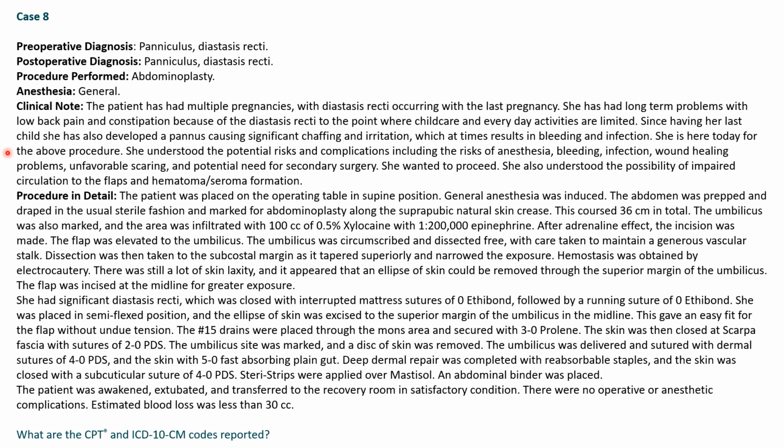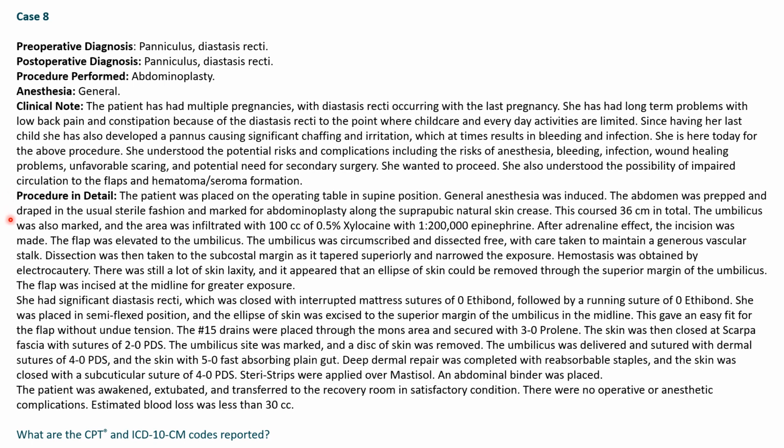She understood the potential risks and complications, including the risks of anesthesia, bleeding, infection, wound healing problems, unfavorable scarring, and potential need for secondary surgery. She wanted to proceed. She also understood the possibility of impaired circulation to the flaps and hematoma, seroma formation. Procedure in detail. The patient was placed on the operating table in supine position.